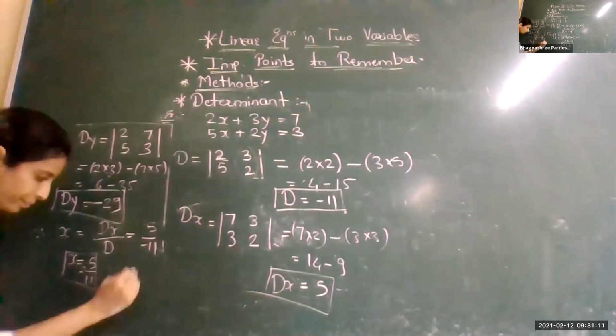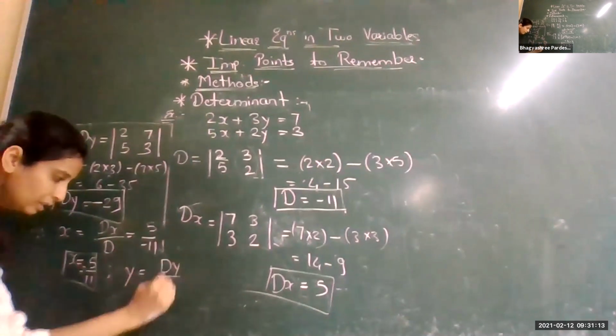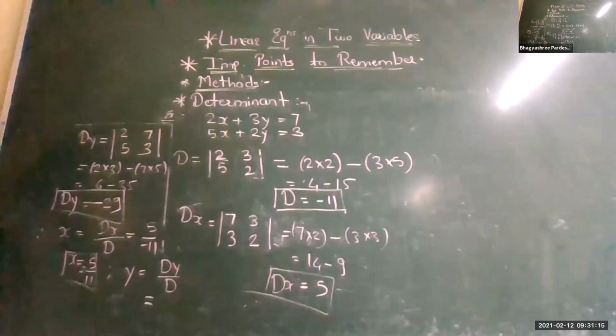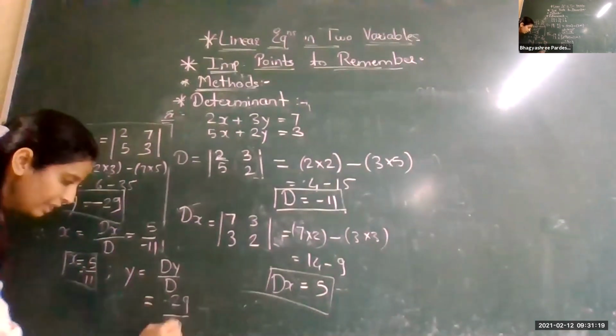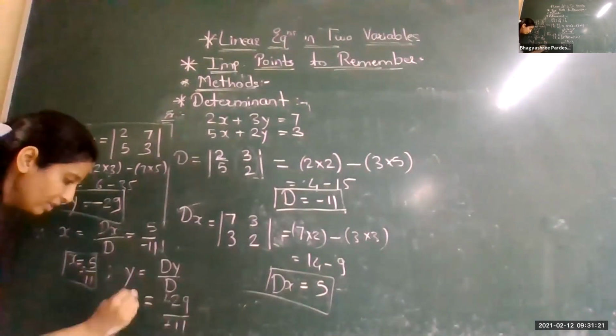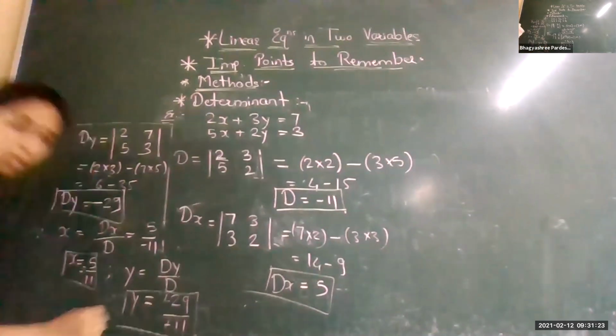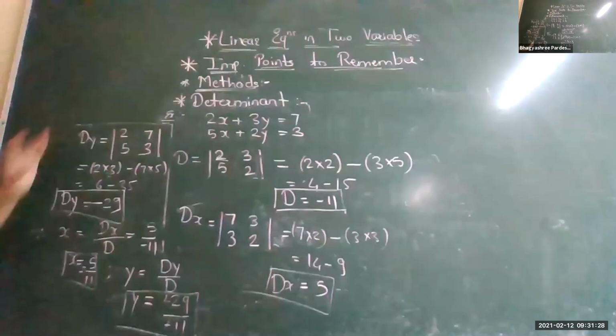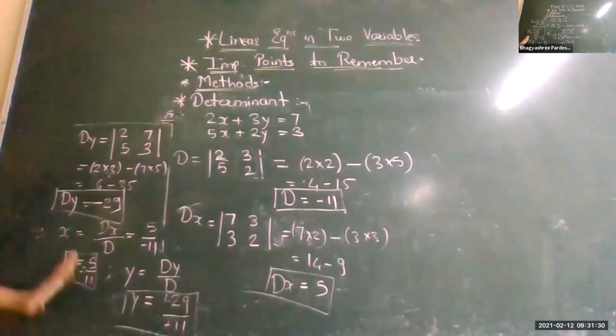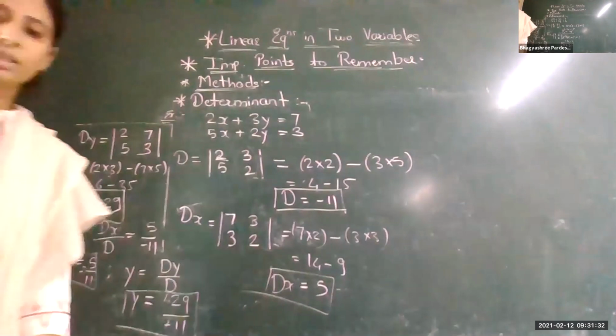Now y? dy by d. So that is equal to, what is dy? Minus 29, and d is minus 11. So minus minus get cancelled, and you get y is equal to 29 by 11. Okay. Does anyone have any doubt in Cramer's method? It's a very easy one. Does anyone have any doubt up to here?